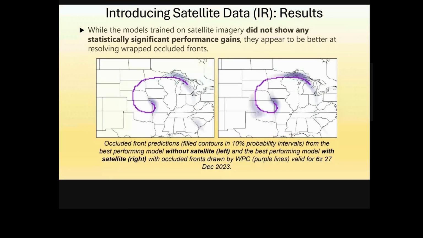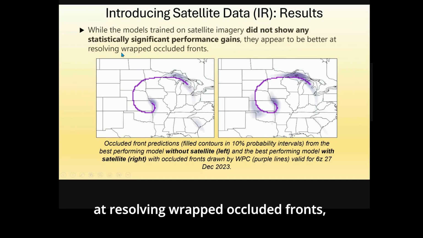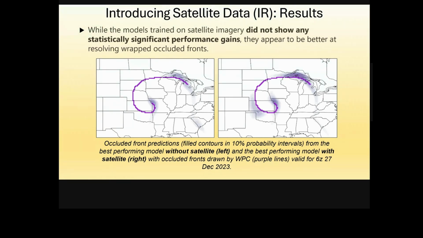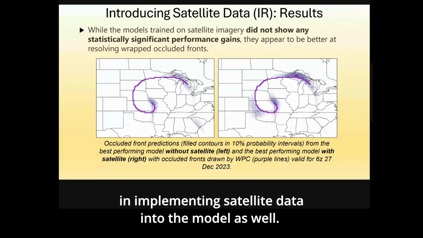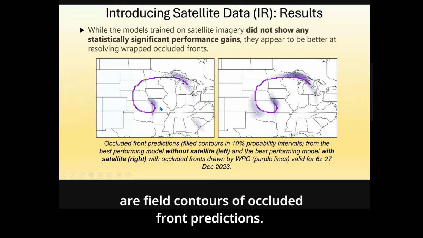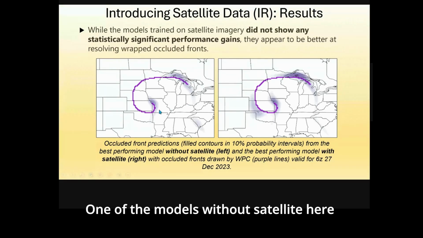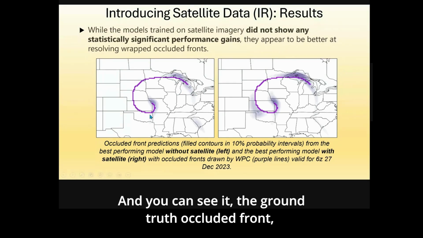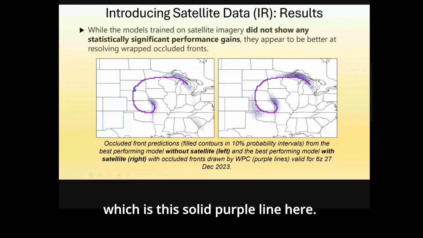infrared satellite data. However, they do appear to be better at resolving wrapped occluded fronts, which you can see very well on satellite and was one of the main drivers for me in implementing satellite data into the model as well. So these two plots here on the bottom are filled contours of occluded front predictions. One of the models without satellite is shown on the left. This is the best performing model that didn't use the satellite data. And you can see the ground truth occluded front, which is this solid purple line here.